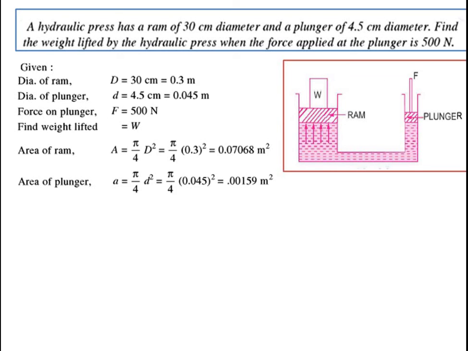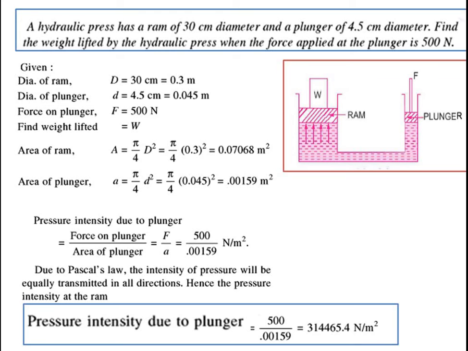On the same basis, this problem of a ram has been solved, where the hydraulic press has a ram of 30 centimeter diameter and a plunger of 0.4 centimeter diameter. That is, its cross-sectional diameter has been given. Find the weight lifted by the hydraulic press when the force applied on the plunger is 500 Newton. So here 500 Newton force is applied.